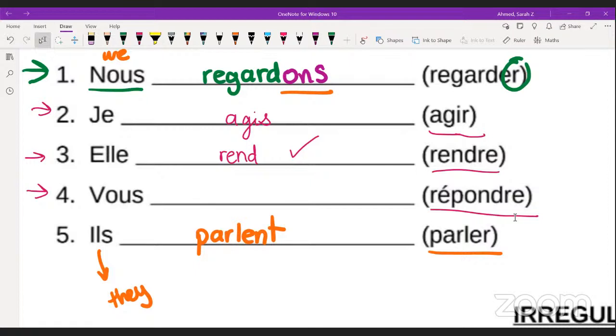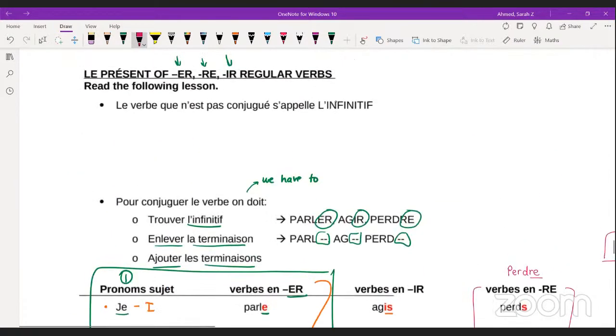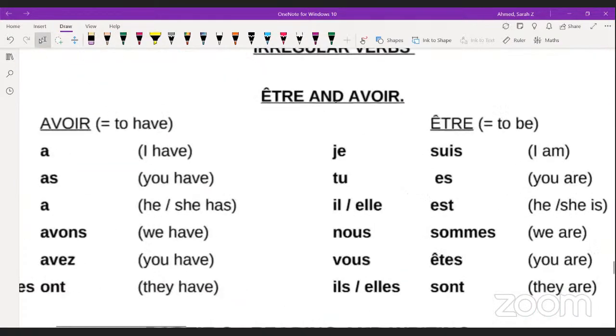We are going to add an E and a Z. Okay, so let's see how you spelled it. Répondez. Excellent. Okay, so vous répondez. This is very important and you did very well. Okay, now we're looking at irregular verbs.